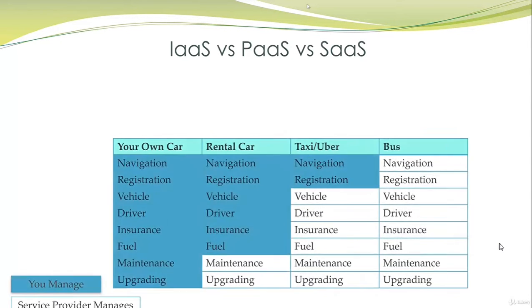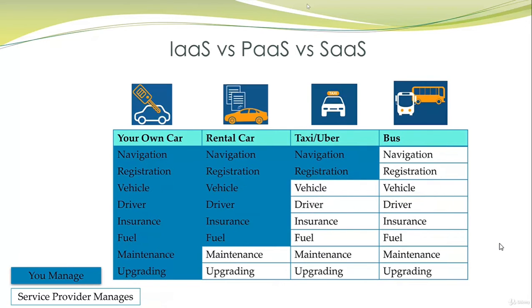Let's compare the difference between our own car, a rental or leased car, a taxi, and a bus. This is exactly the difference between IaaS, PaaS, and SaaS. Traditionally, on-premises is comparable to owning your own car. You manage everything from top to toe, from registering the car, to maintenance, to upgrades, everything.